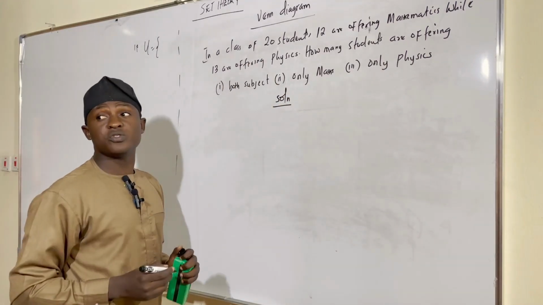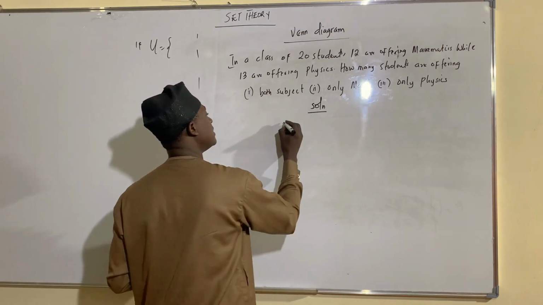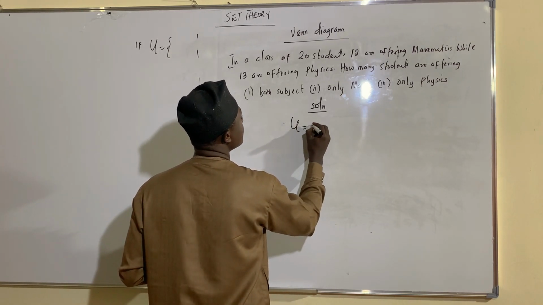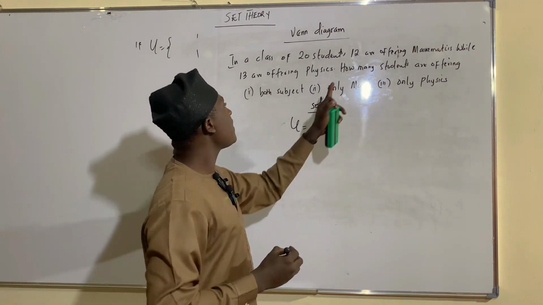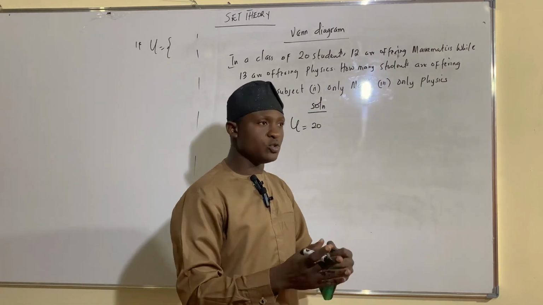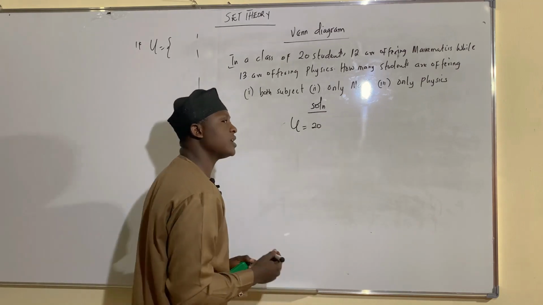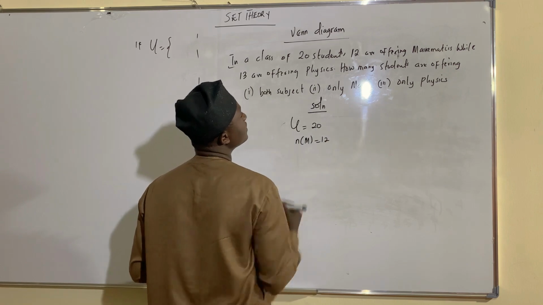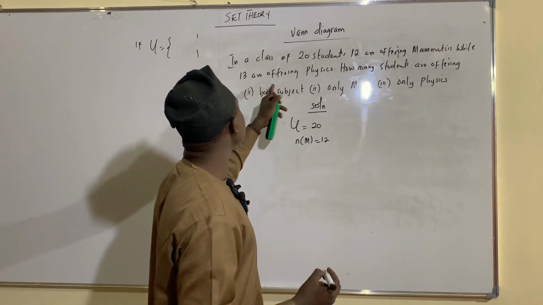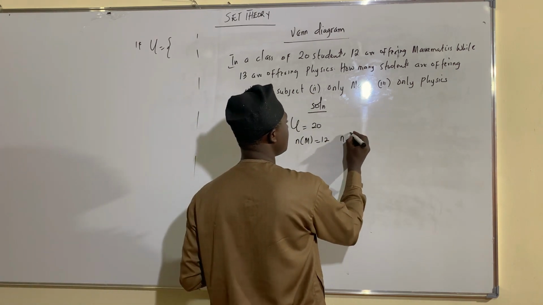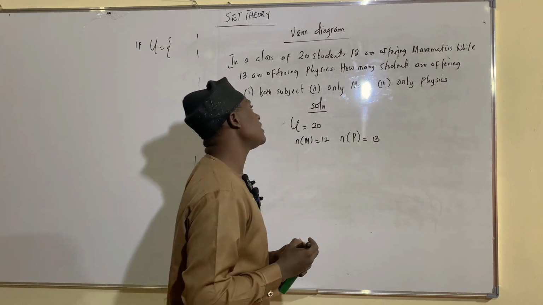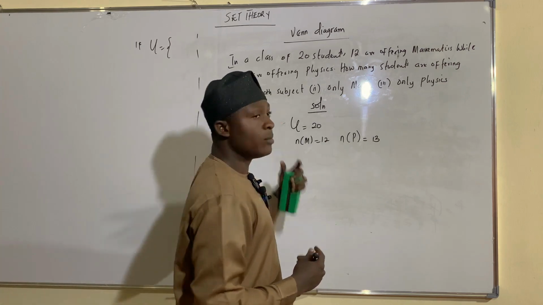Now, in a class of how many students? 20 students. So that's the number of the students that we have, which is the universal set, is 20. 12 are offering mathematics. So here I want to use M to represent the number of students that are offering mathematics. Those who are offering maths, they are 12. They said, while 13 are offering physics, those who are offering physics, I use P, they are 13.